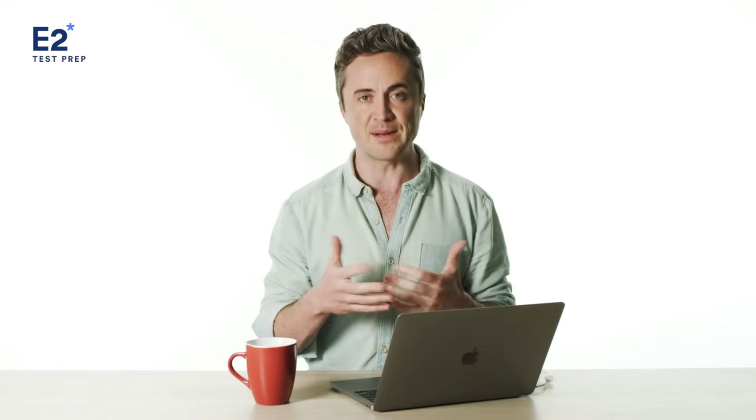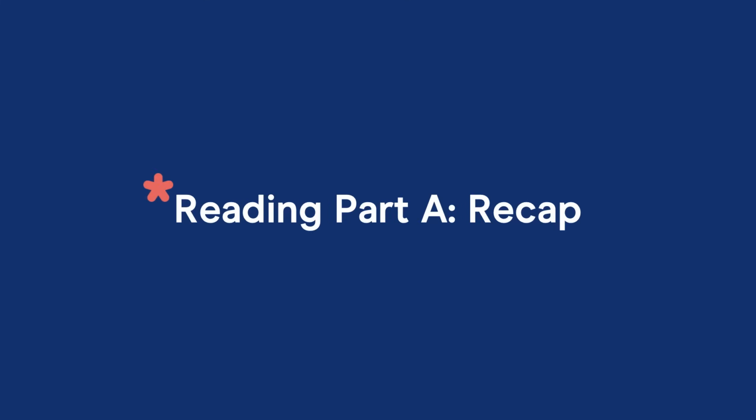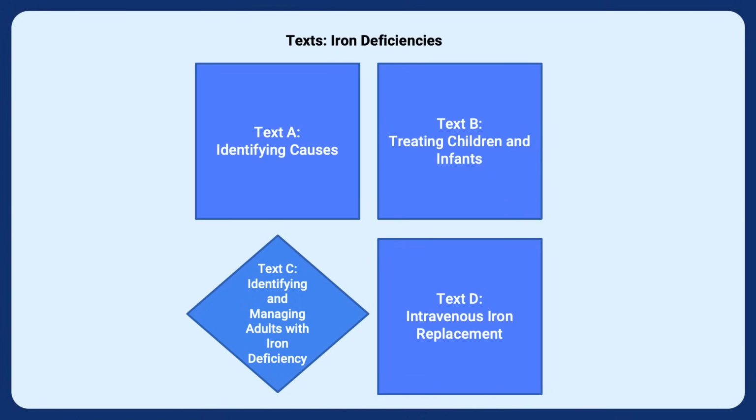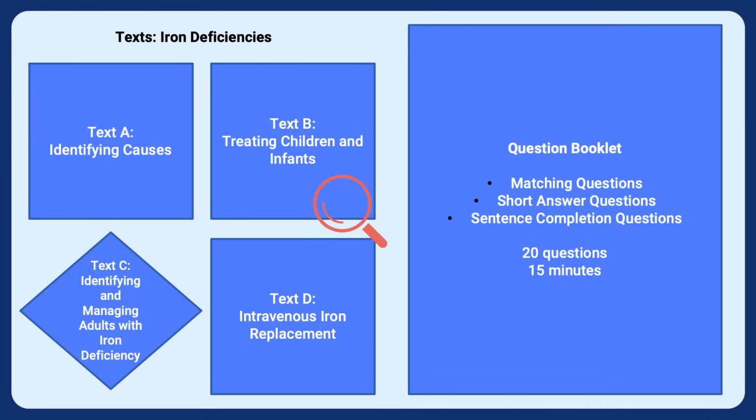Cool, let's just recap what we've learned. In OET Reading Part A, you will receive 4 texts, A, B, C, and D. Each text will be about a single topic like iron deficiencies or headaches. Each text will differ slightly from one another. One text will be visual in nature. You'll receive 20 questions based on these 4 texts.